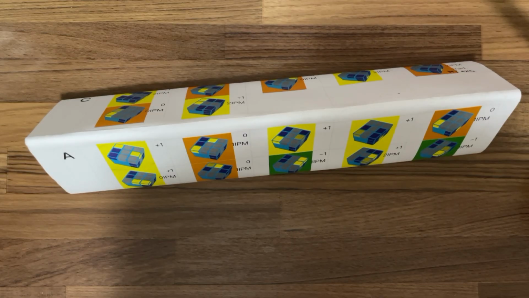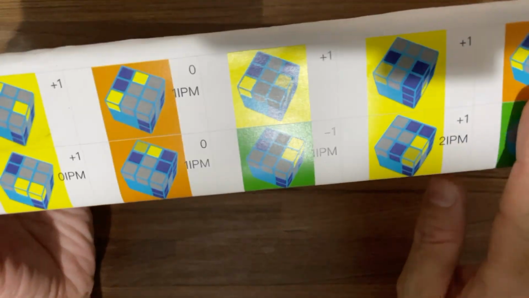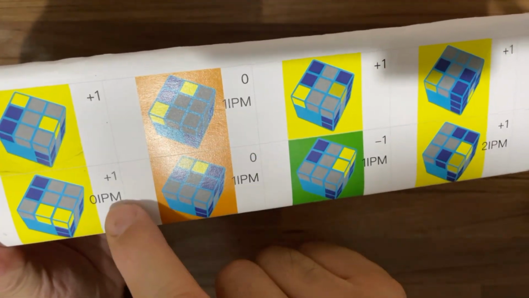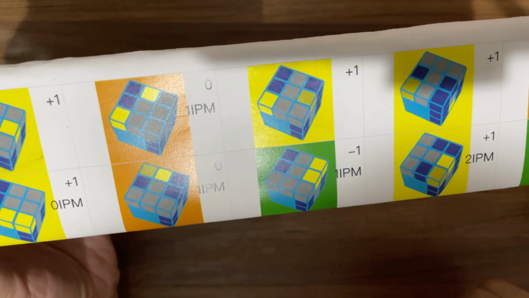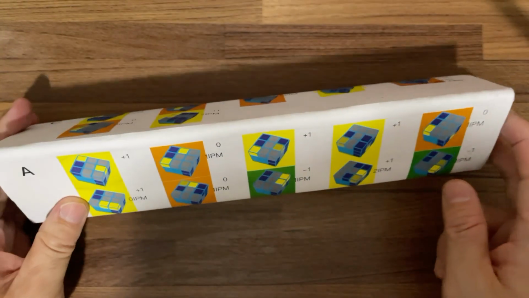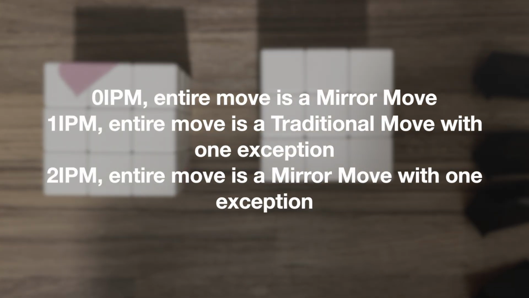You can directly tell whether the entire move is a mirror move or a traditional move from this label, nIPM, and the rules are very simple. The rules are, if the label is 0 IPM, then make the entire move a mirror move. If the label is 1 IPM, then make the entire move a traditional move, with one exception. If the label is 2 IPM, then make the entire move a mirror move with one exception.